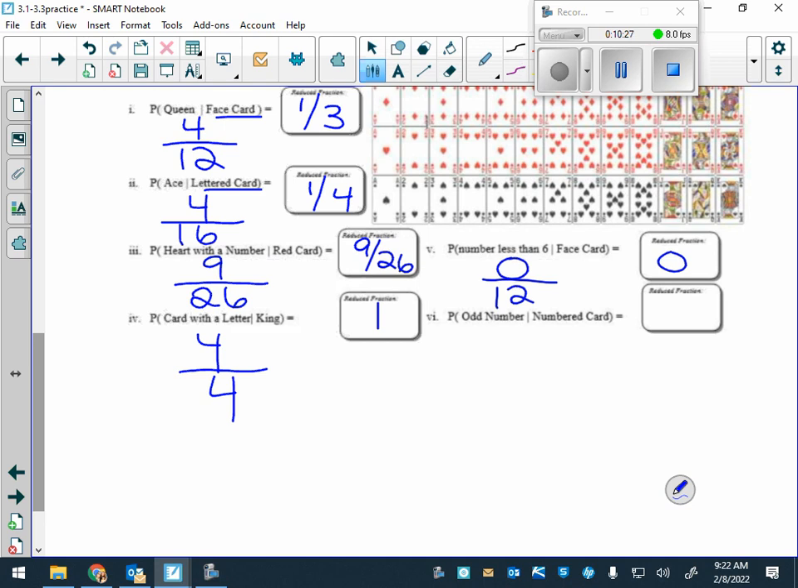All right. The last one. Probability of an odd number given set of numbered cards. So how many numbered cards do we have? 36. Good. Out of those 36, how many of them are an odd number? 16. 16 out of 36 reduces to 4/9. All right. So that is also called conditional probability, where it's dependent events. Whatever comes second in that notation is your denominator.